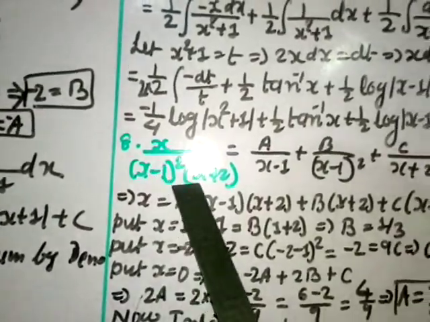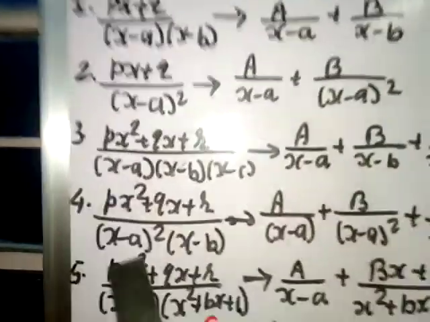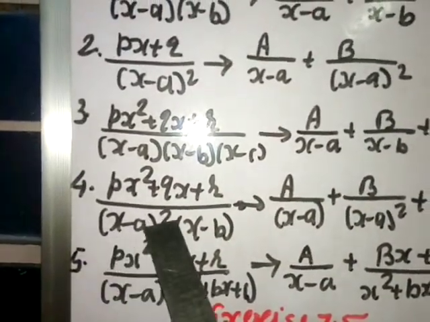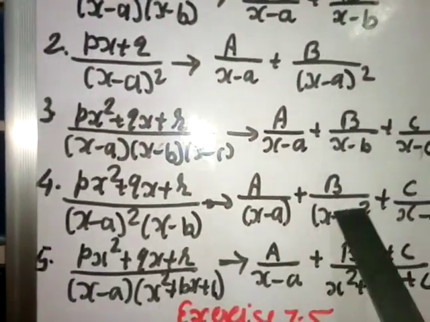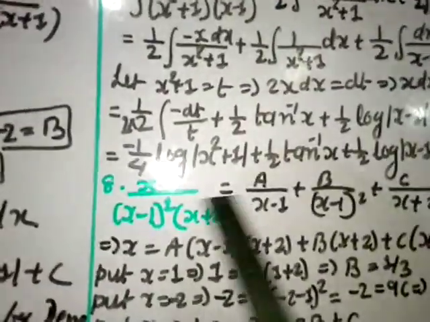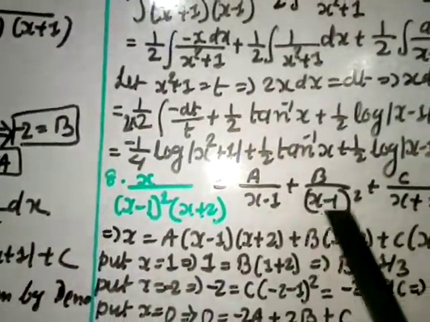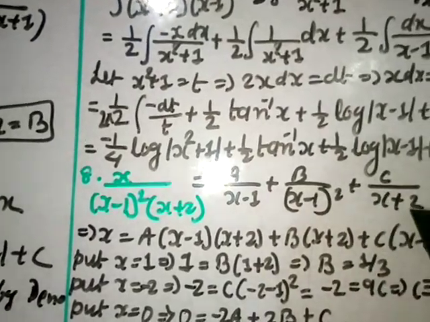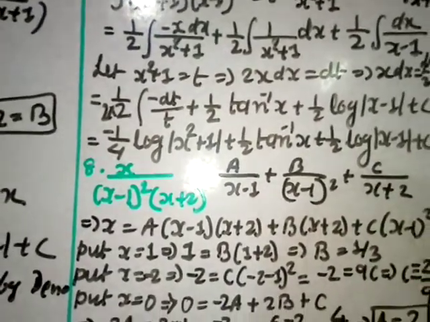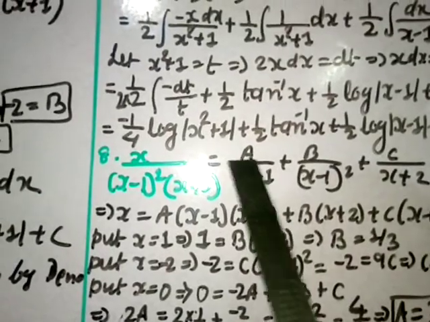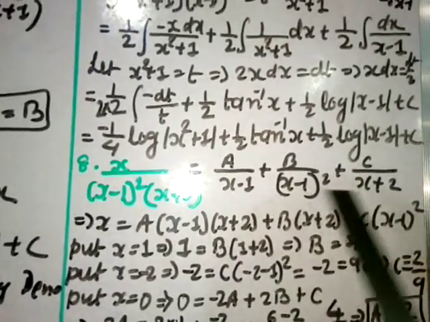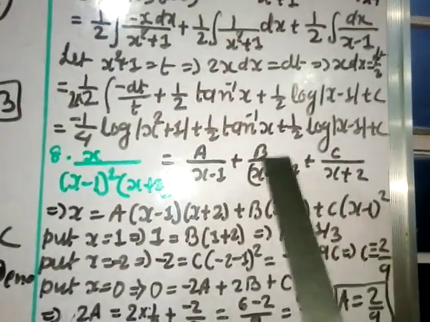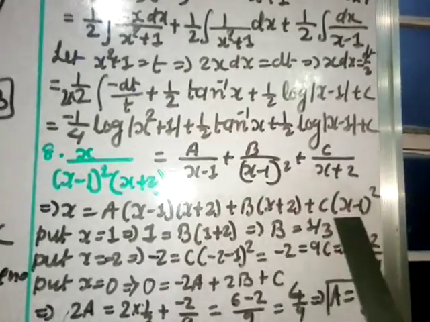Question number 8: x divided by x minus 1 square into x plus 2. Here the partial fraction is of this form. If you have x minus a whole square, you write x minus a, then x minus a whole square, then x minus b as the third one. So it is similar here. I write a by x minus 1 plus b by x minus 1 square plus c by x plus 2. If it is power 3, then one more term has to be written. Then take the LCM and multiply: a by x minus 1 gets x minus 1 and x plus 2, b gets only x plus 2, and c gets x minus 1 whole square.